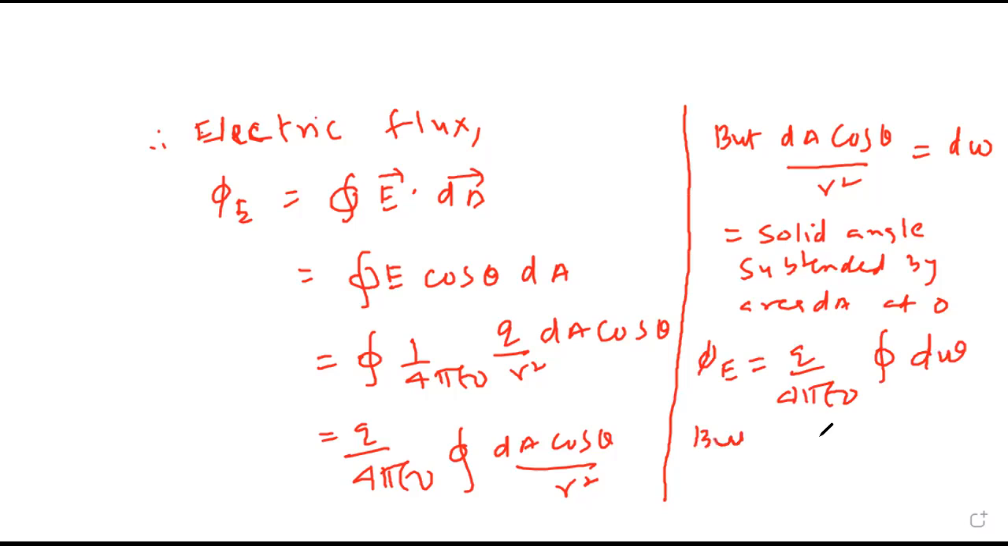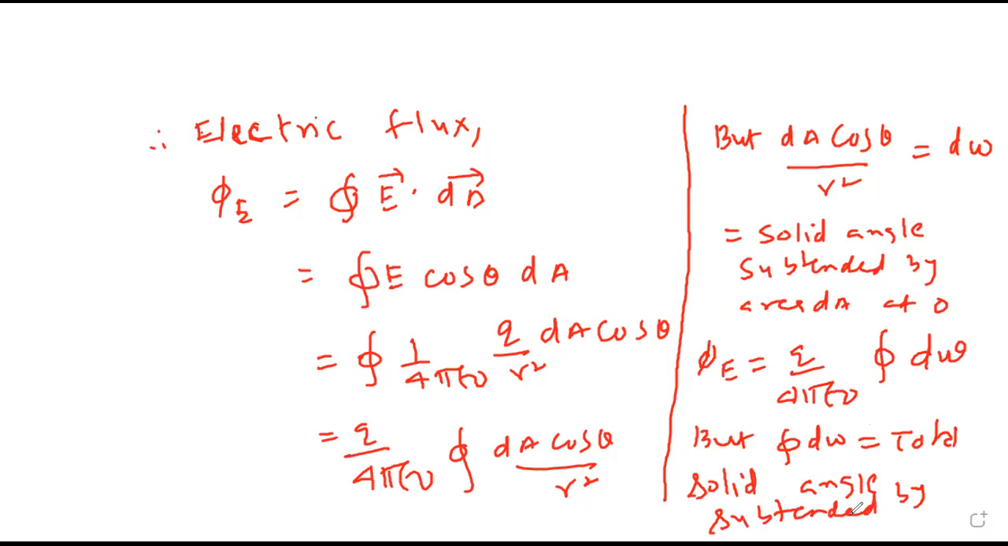So we get flux Q upon 4 pi epsilon naught integral of d omega. But integral of d omega is equal to total solid angle subtended by surface at O, and total solid angle is given by 4 pi steradian.